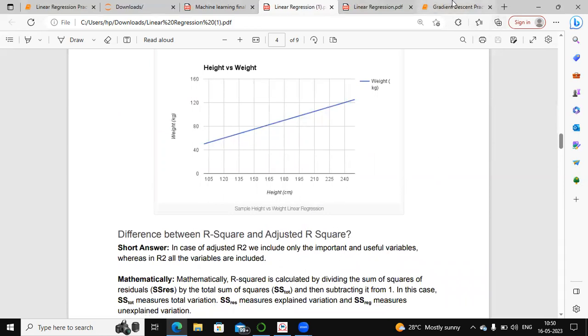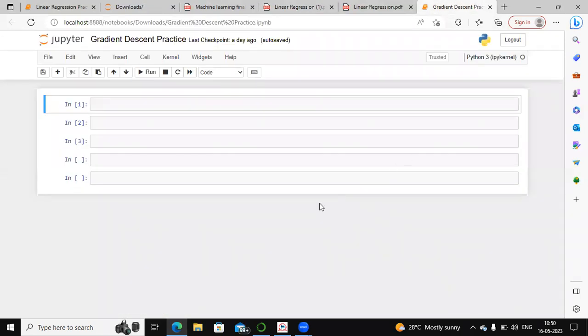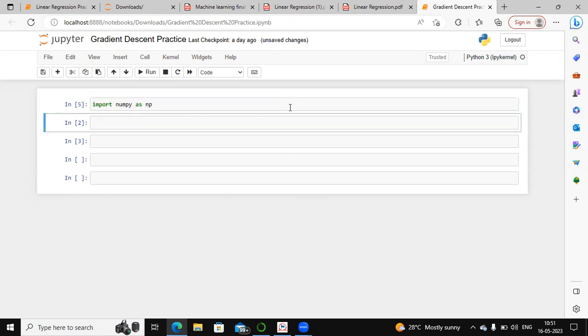So let me start writing code for gradient descent so that you will be able to understand it more clearly. Let me start writing code. First, we will import the NumPy library. You know that NumPy is used for numerical Python, that is, operations related to arrays.